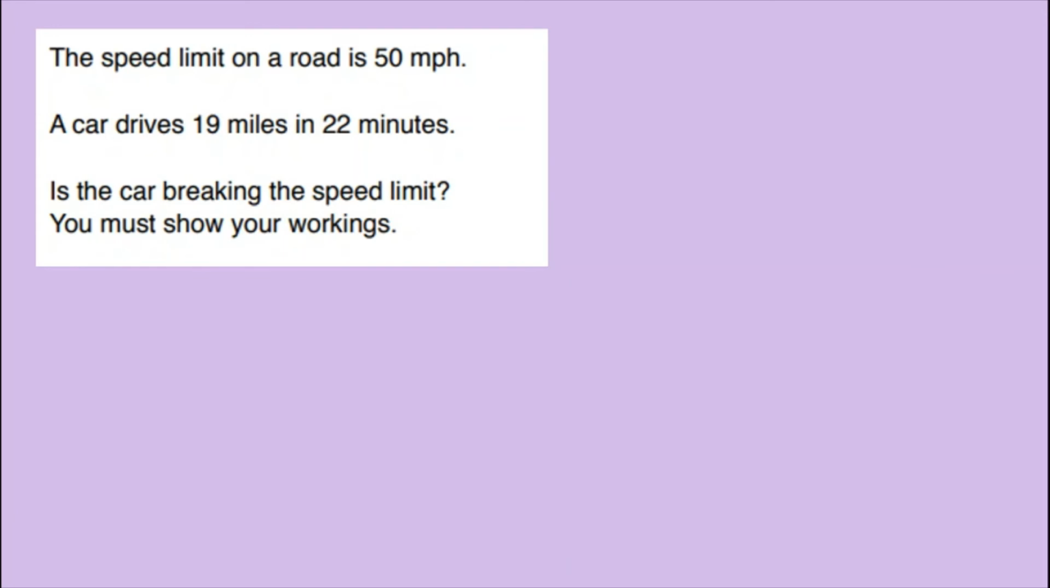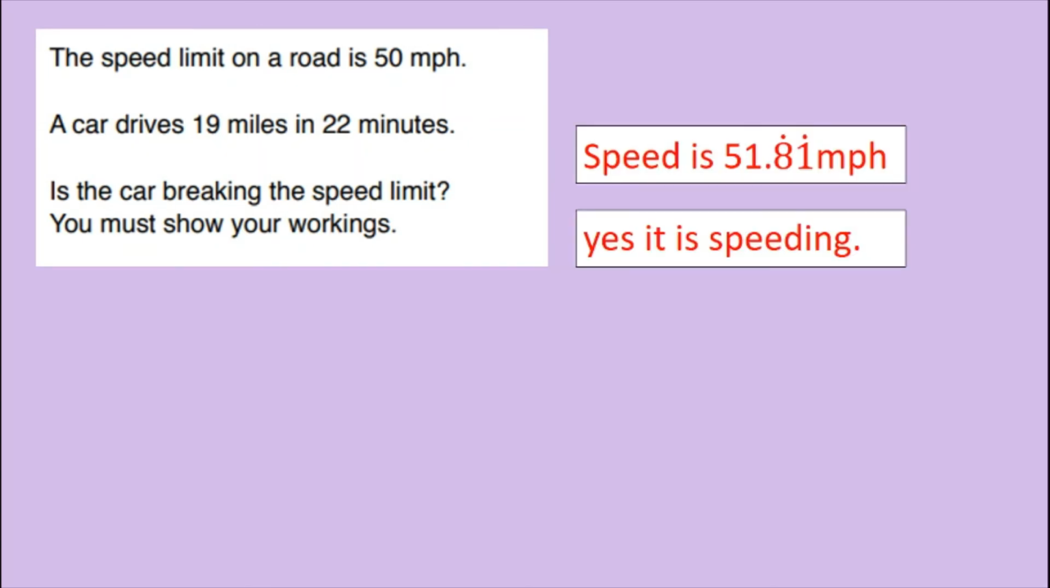The speed limit on a road is 50 miles an hour. A car drives 90 miles in 22 minutes. Is it breaking the speed limit? Pause it and then unpause for the answer. Okay, the answer to this one, it was travelling at 51.81 recurring miles an hour. It is ever so slightly above the speed limit. This was miles an hour, so you should have converted the minutes into hours first.